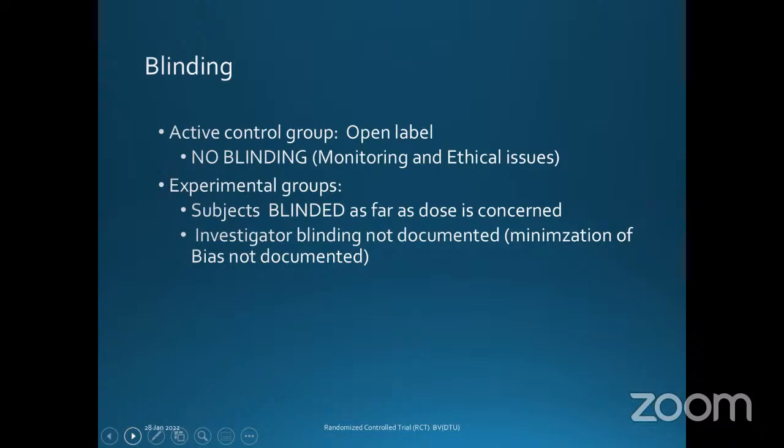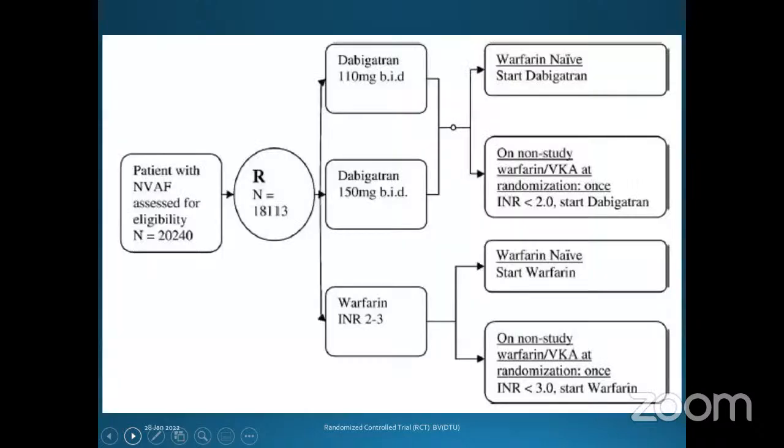In the experimental groups, subjects are blinded as far as dose is concerned. Investigator blinding is not documented. Minimization of bias is not documented in this trial. So that's how the study is done with patients with non-valvular atrial fibrillation. This is for eligibility, 20,240.